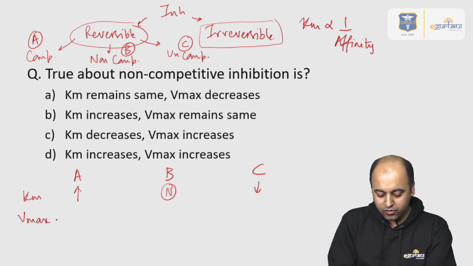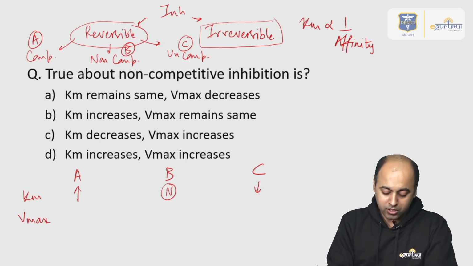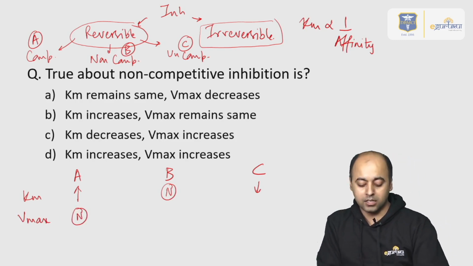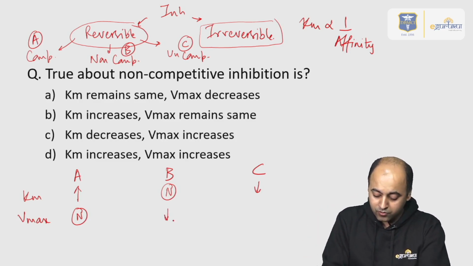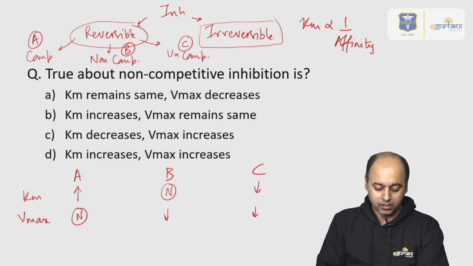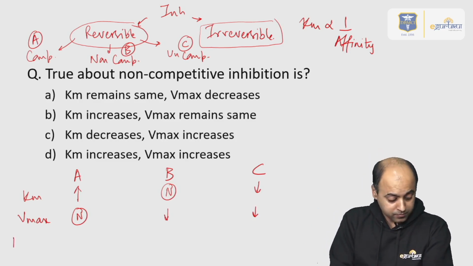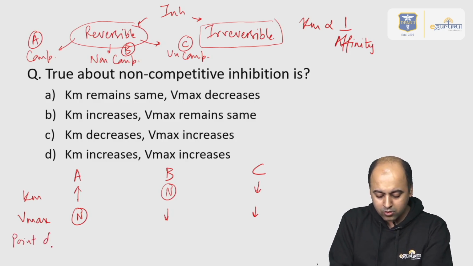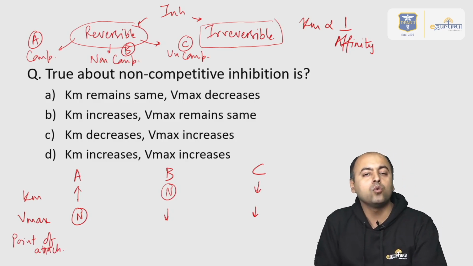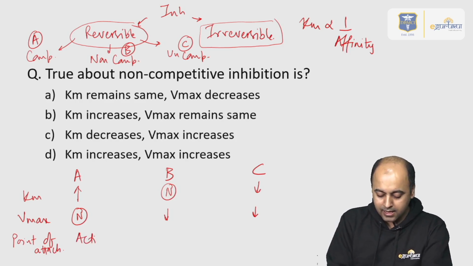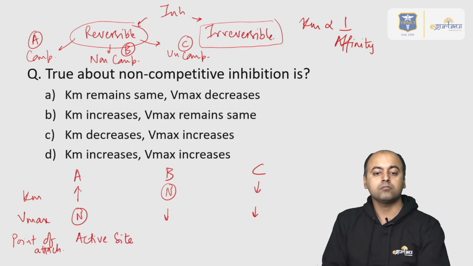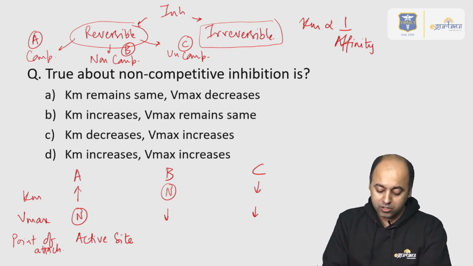Then we have the value of Vmax. In case of competitive inhibition, the Vmax will remain the same. In case of non-competitive and uncompetitive inhibition, the Vmax will decrease. Last point to keep in mind is the point of attachment, where the inhibitor will attach on the enzyme. In case of competitive inhibition, it attaches at the active site. In case of non-competitive inhibition, it attaches at the allosteric site.